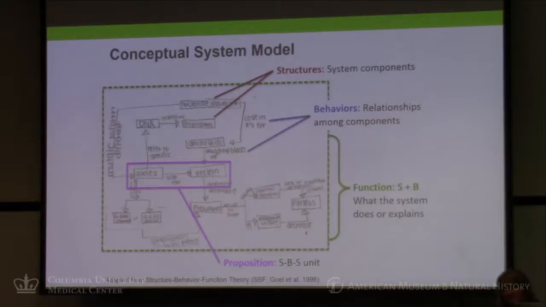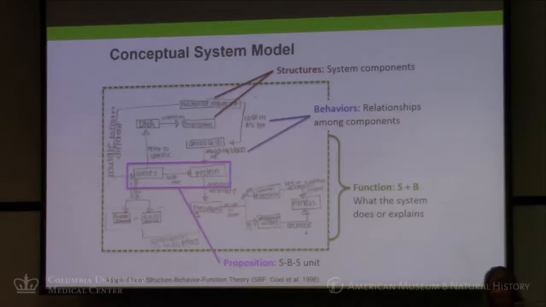And a proposition consists of two components and their relationship. So when students are building these models, we tell them that one of the rules is that the propositions have to have an autonomous meaning. You can take a proposition out of a model and it has a meaning on its own. It doesn't have to rely on the rest of the model to explain what's happening between those two components.